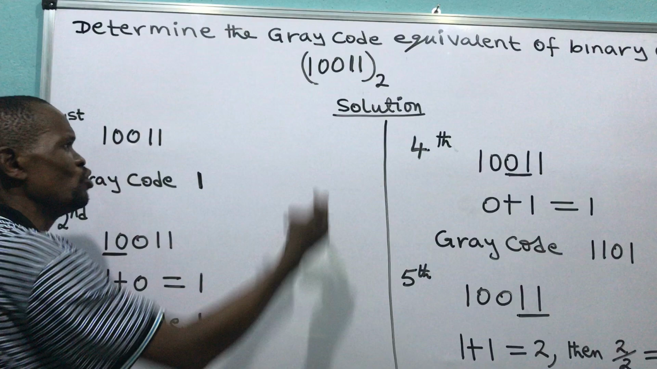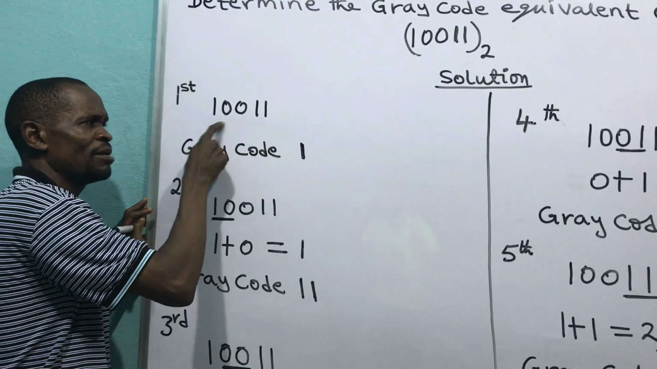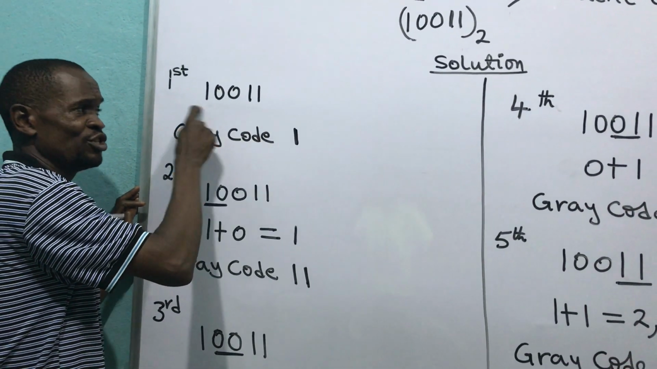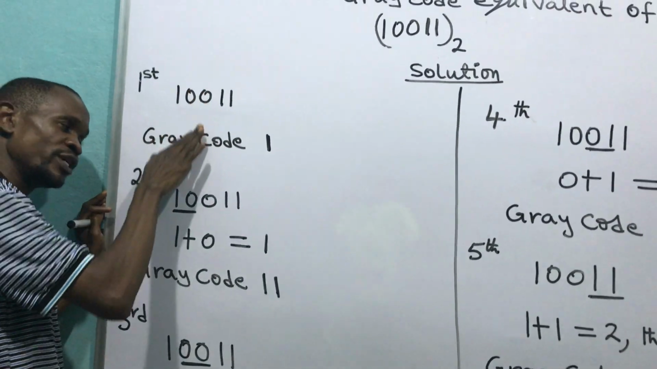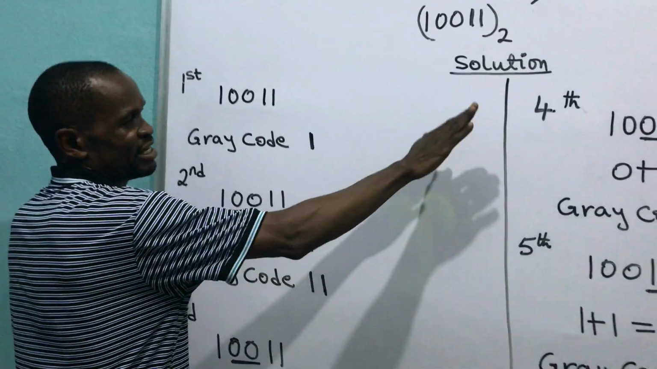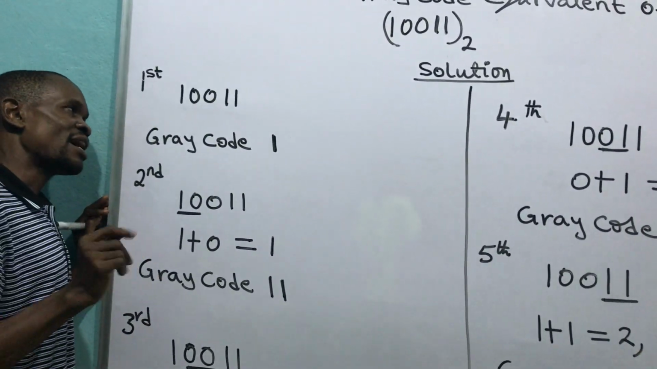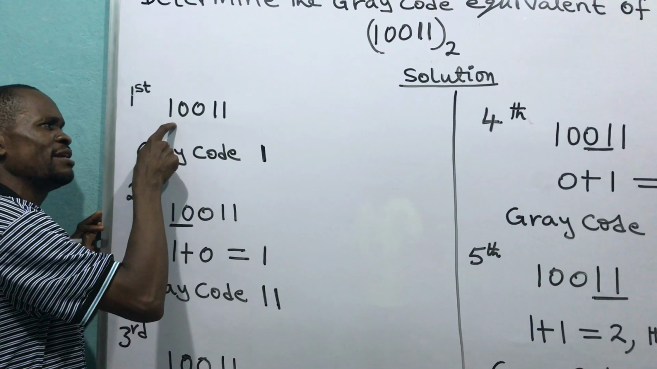We come to the solution. I'll first write the binary code. Look at the binary code. I'm going to explain it using this right now, and after I explain it, I will do it step by step as it's been written down. As I said, taking this binary to gray code, I write the binary code.